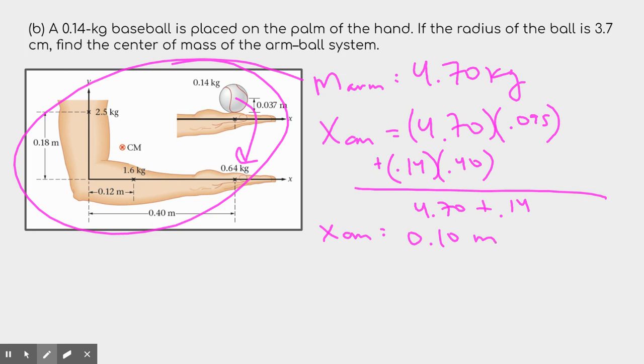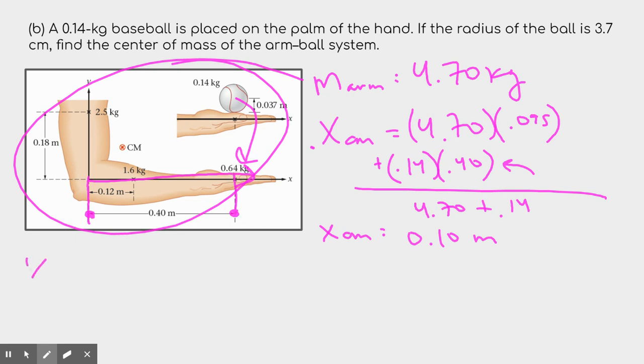Now, we're doing the same thing here. And if you're wondering where this 0.4 came from, it's because we're looking in the x direction. So we're looking along this axis. And from here at the origin to here, which is where our baseball is, it's 0.4 meters.